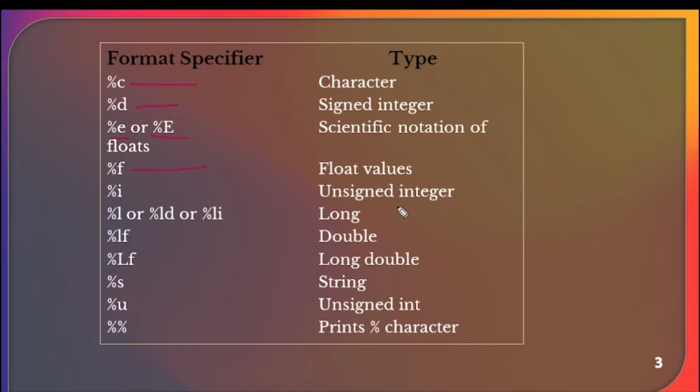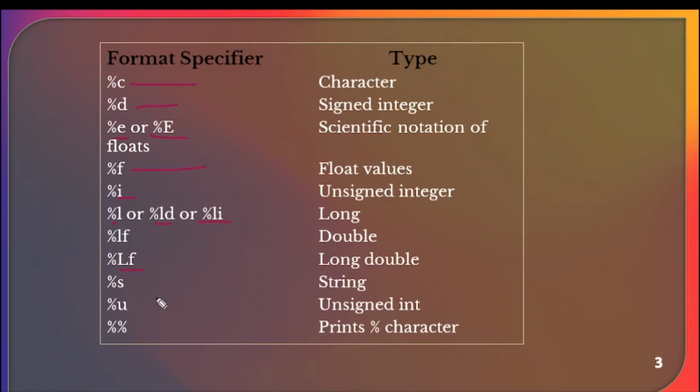For the unsigned integer, we can use %i. For the signed integer, you can use %d. For the unsigned integer, %i. For the long variable, that means long int, we can use %l, %ld or %li. Any of these three can be used when we are using a long type variable. For the double variable, we can use %lf, small lf. For the long double, we can use %Lf, in which L is the capital L.